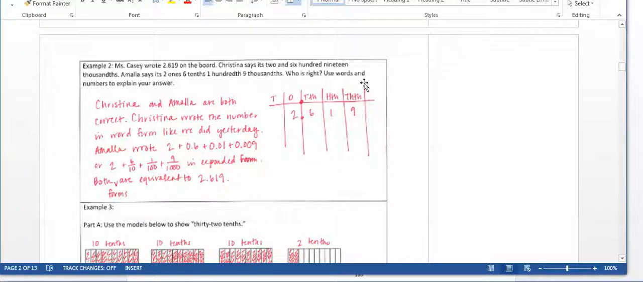When I plug it into our place value chart, I can see that this is 2 ones and 619 thousandths. I can also see that it's 2 ones, 6 tenths, 1 hundredth, and 9 thousandths.